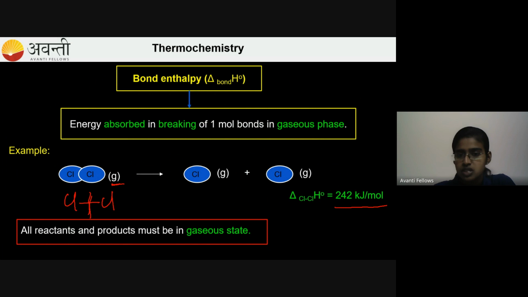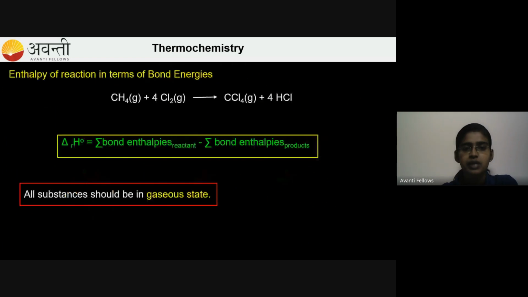It is positive. You see, the value is positive. Bond breaking is always positive. Okay, all the reactants and products must be in gaseous state. In the previous case, only products should be in gaseous state, but here both reactant and product should be in gaseous phase. Okay.